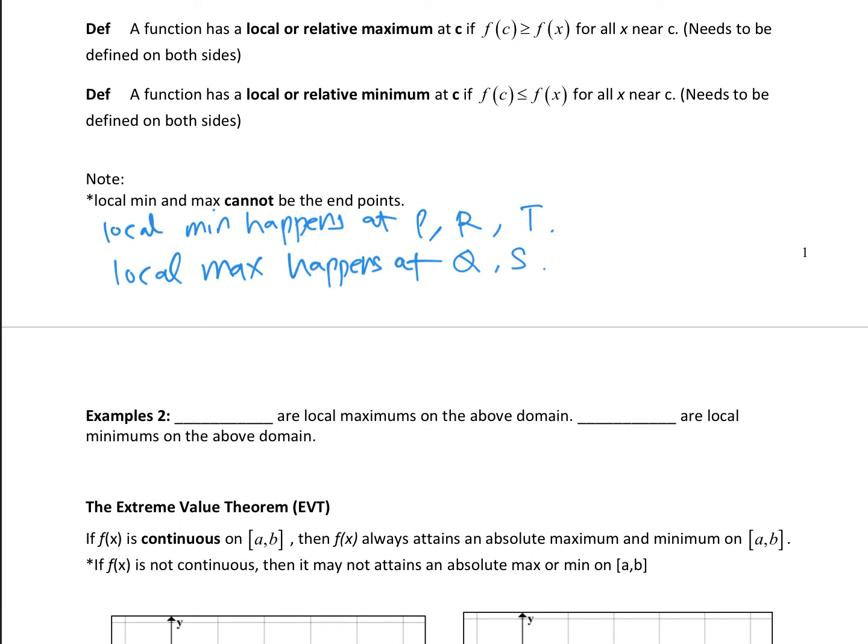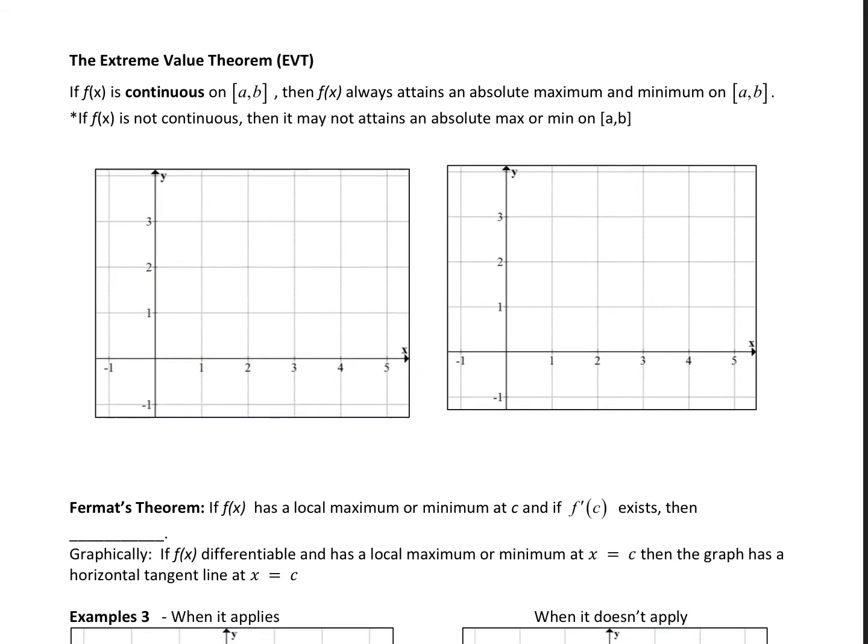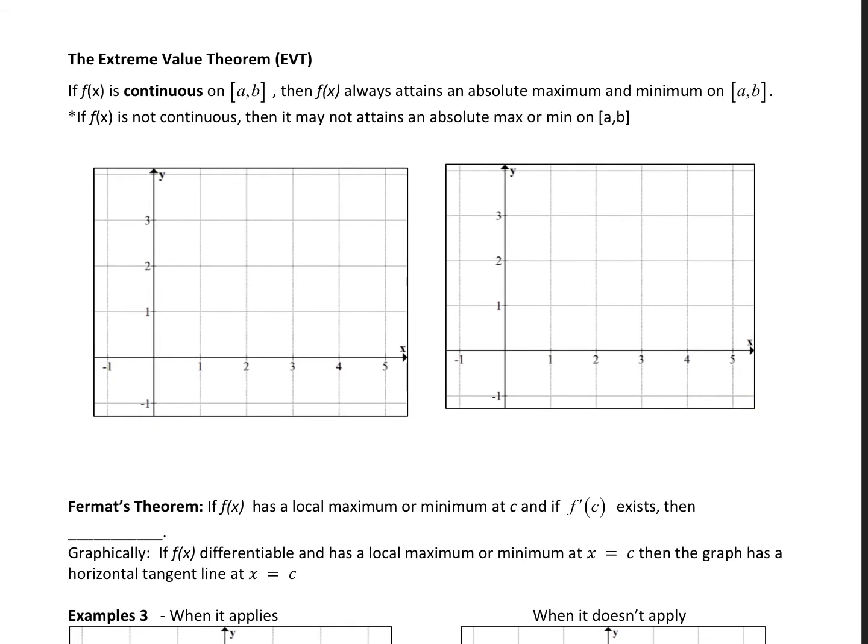All right, let's look at the next theorem here. Extreme Value Theorem, EVT. Let's say f is continuous. Again, continuous means in terms of graph, I should be able to draw the graph without lifting a pen, right? That means no gap, no hole, no jump, everything is connected, right? So if you have a continuous function on [a, b], what it says is f of x always attains an absolute min and absolute max, right?